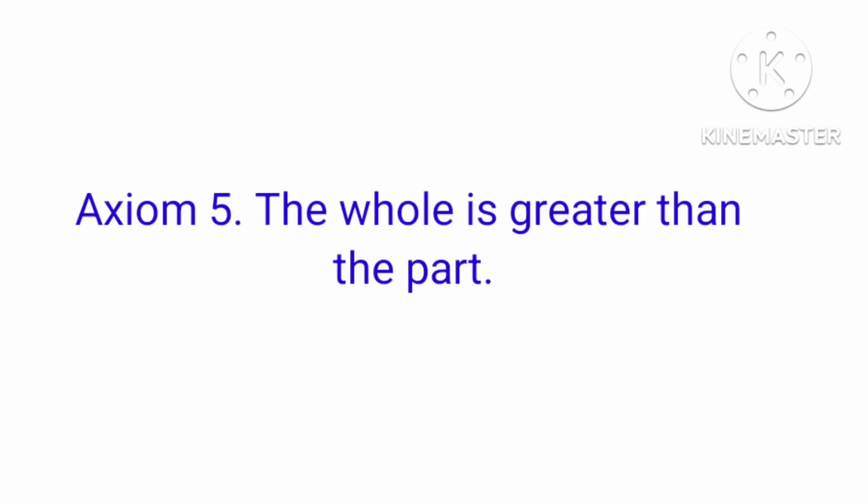Question number 7. Why is axiom 5 in the list of Euclid's axioms considered a universal truth? Axiom 5 is: the whole is greater than the part. Since this is true for anything in any part of the world, this is a universal truth.